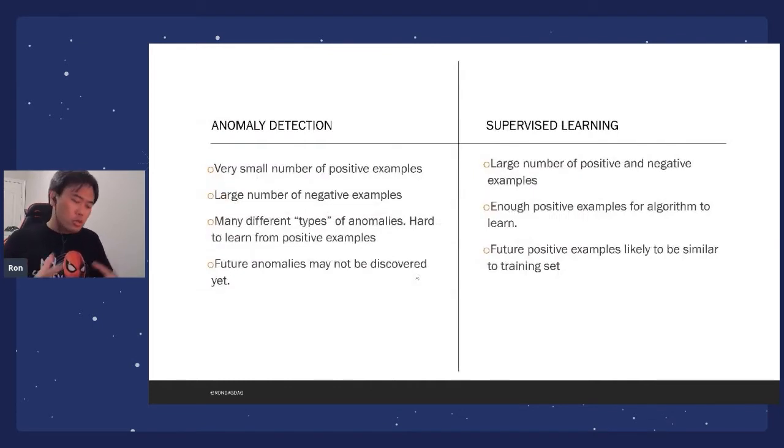So to compare, when should you use anomaly detection algorithms versus supervised learning? Anomaly detection is when you have a very small number of positive examples, as compared to supervised learning, which is when you have about the same amount of positive and negative examples. There are also different types of anomalies, so sometimes it's harder to learn. When you have a small number of positive examples, it's better to use anomaly detection techniques. And sometimes you have not discovered future anomalies yet. For supervised learning, you have a similar data set to what you're inferencing with.